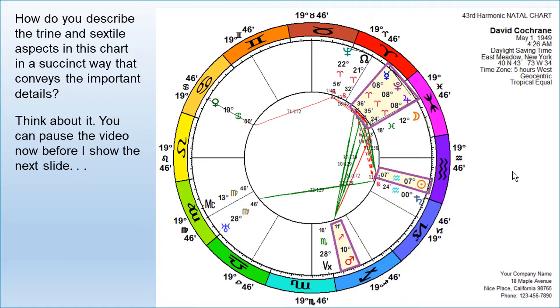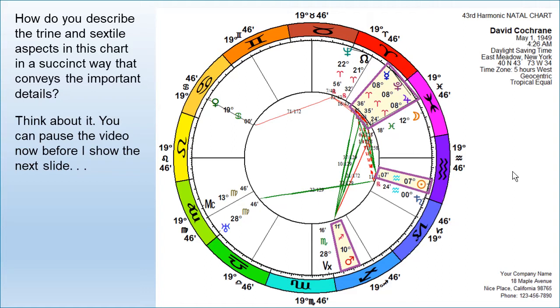Okay, how would you describe this? This is my 43rd vibration chart. How would you describe this? What do you see? It's nice to be able to look at it and describe it very quickly. I'm referring to the trine. And, well, let's do this. How would you describe the trine and sextile?